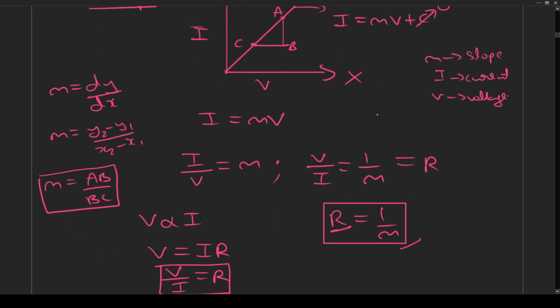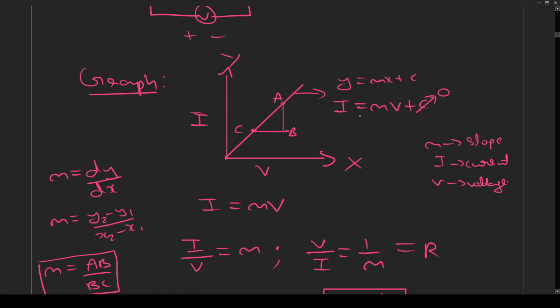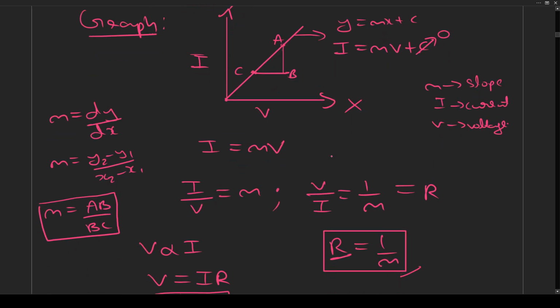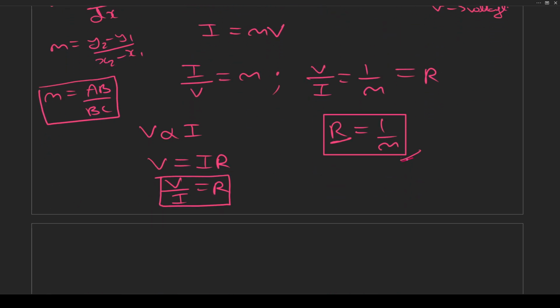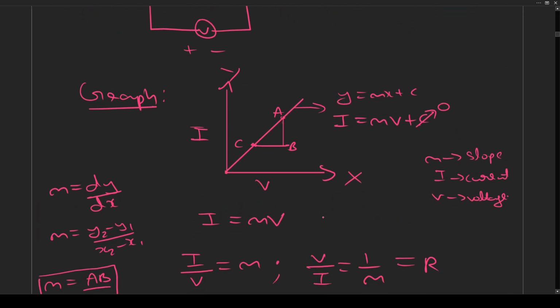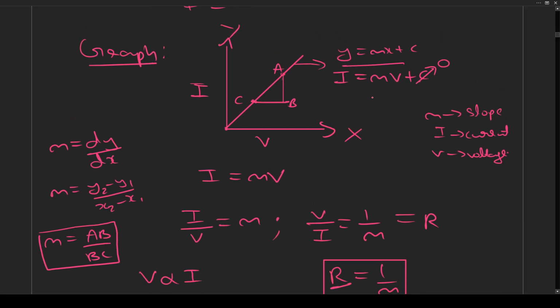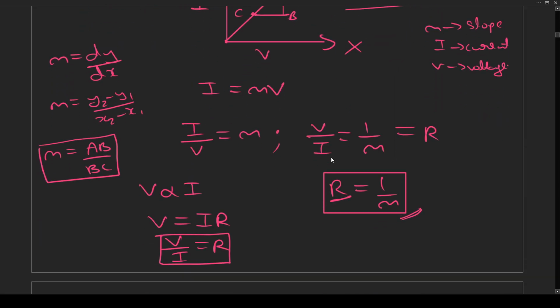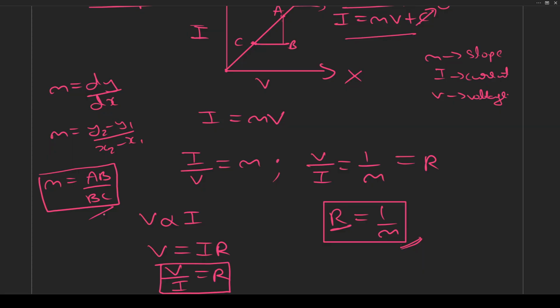This is not supposed to be explained here, but I explained it because one of our formulas shows this R equals 1 by M. It is not mentioned how we got it, so we got it from this, and how we should calculate slope also, I mentioned it here.